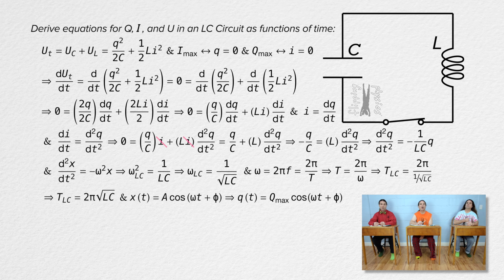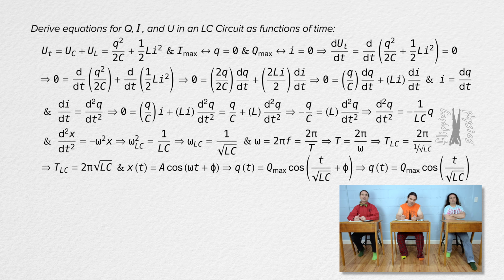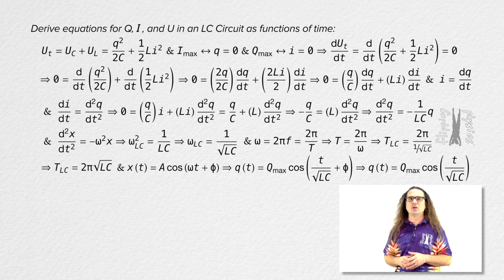So maximum charge times cosine of the quantity angular frequency times time plus phase constant. However, angular frequency equals the multiplicative inverse of the square root of inductance times capacitance. And for this inductor capacitor circuit, the initial charge on the capacitor is at its maximum value, which means the phase constant has to be 0. Thank you, Billy. Bo, please determine the current through the inductor as a function of time.